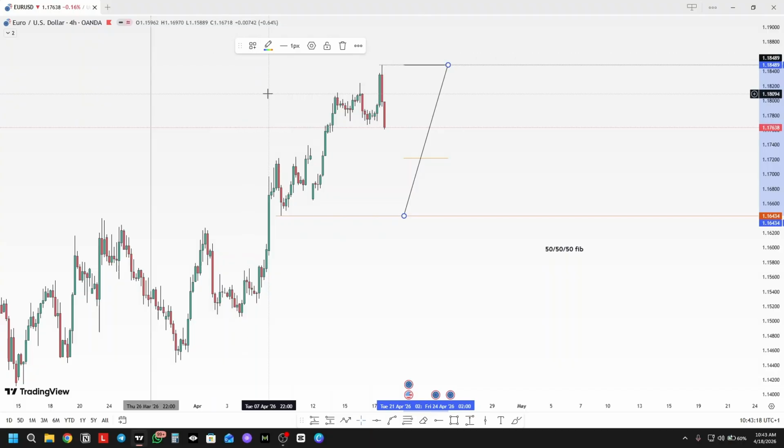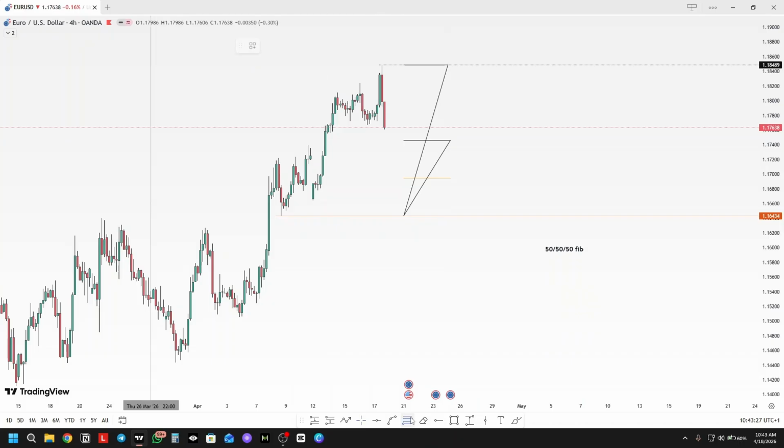You put your 50% fib, as you can see. Then another 50 from the lowest high to this point. Then another 50 from the lowest low to this point. Now, as you can see, this will be our entry. Yeah, this is our entry. So we've gotten our entry.